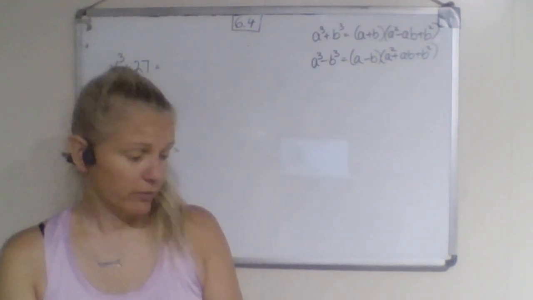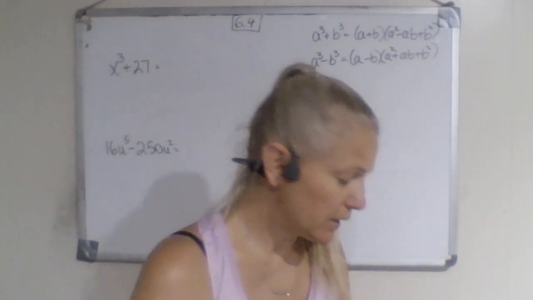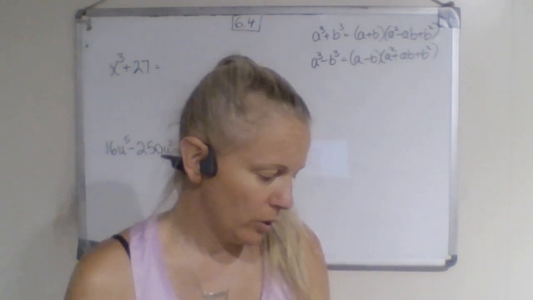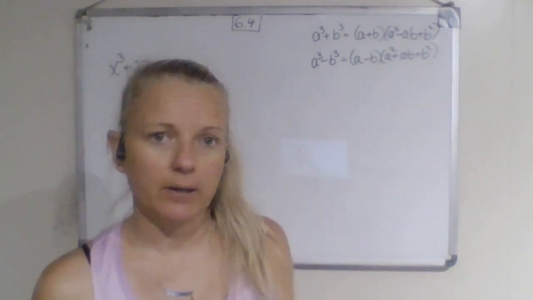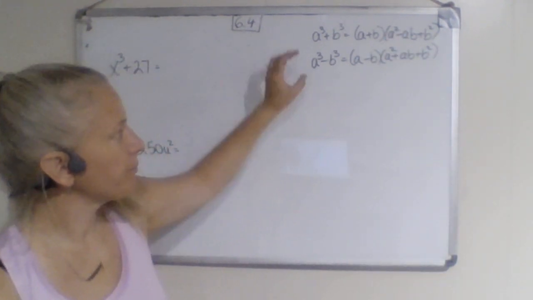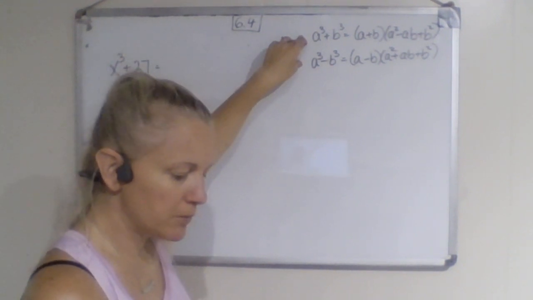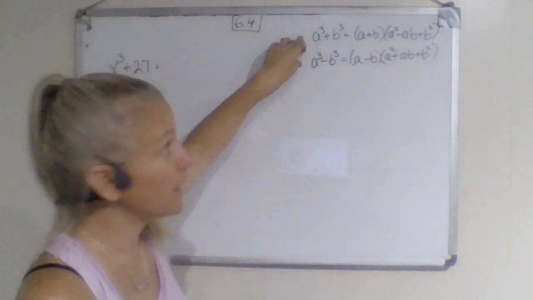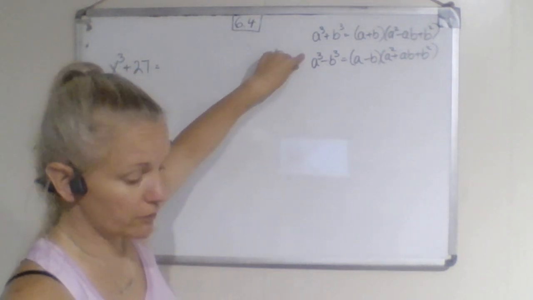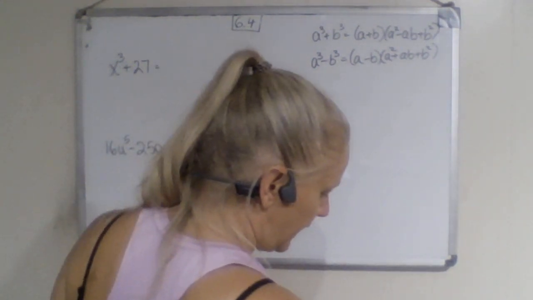Okay, guys, 6.4. We have talked about all kinds of factoring in chapter 5. We're going to take this to the next level, okay? So in this subchapter, we talked about special factoring of the sum of two cubes and the difference of two cubes, okay? This is your sum, this is your difference formula. How do we apply that?